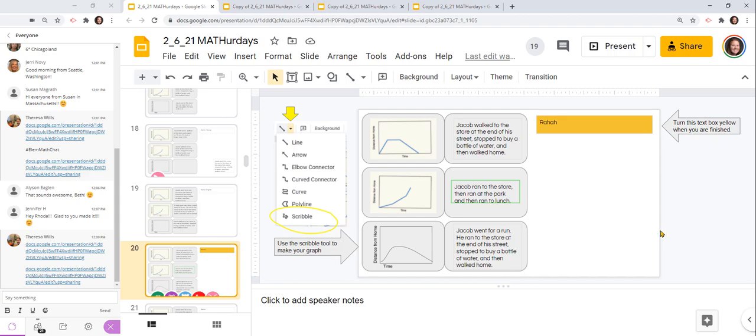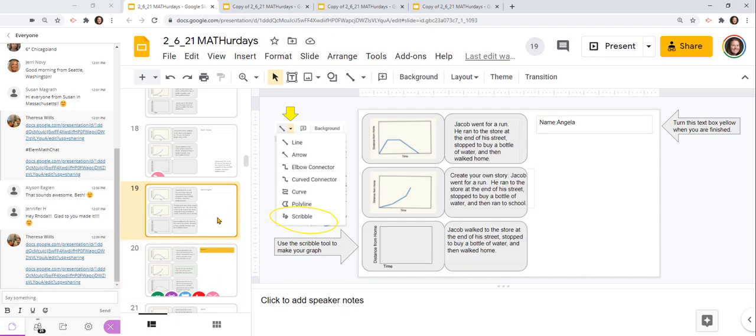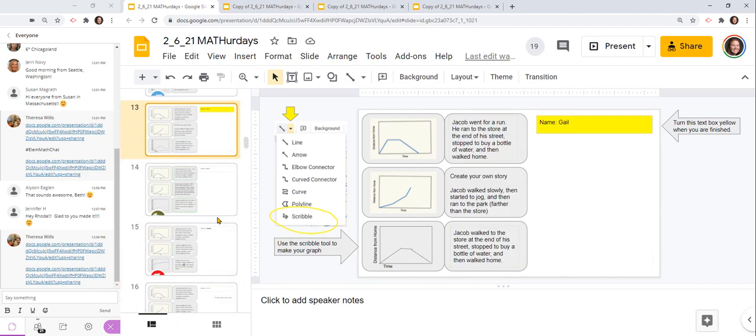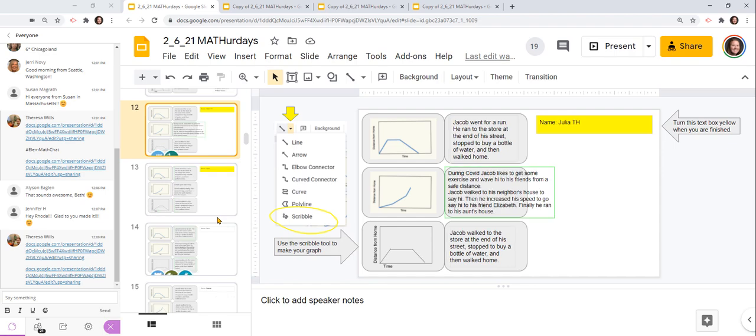Beautiful story. And then Julia, your story, let me see what slide you're on. I'd love to hear a little bit about what made you think of this story on slide 12. Hi, thanks. So I just wrote, during COVID, Jacob likes to get some exercise and wave hi to his friends from a safe distance. Jacob walked to his neighbor's house to say hi. Then he increased his speed to go say hi to his friend Elizabeth. Finally, he ran to his aunt's house.